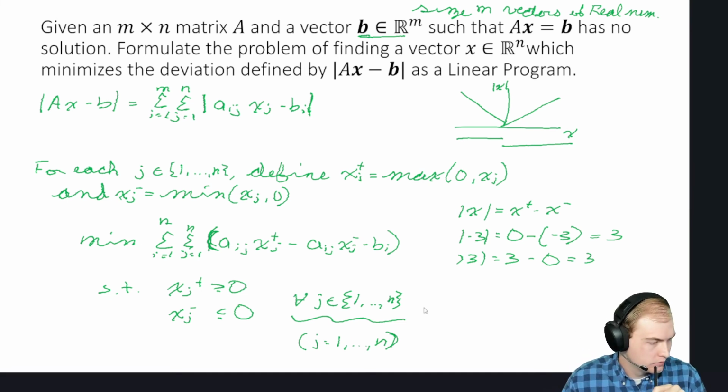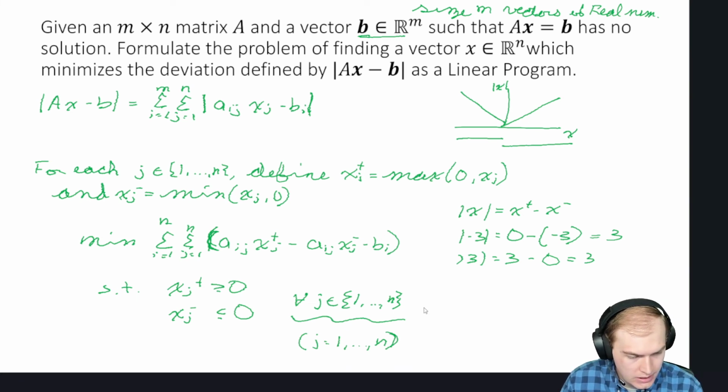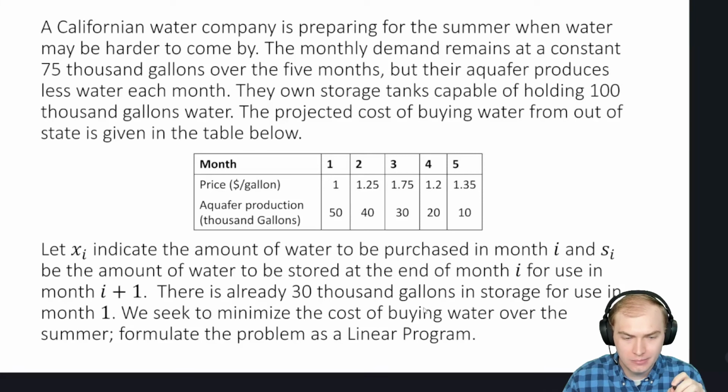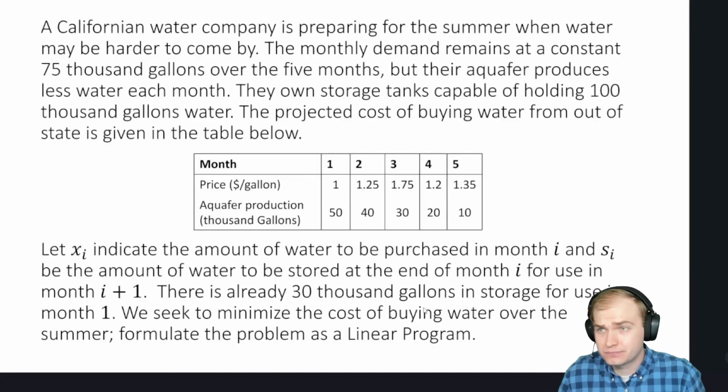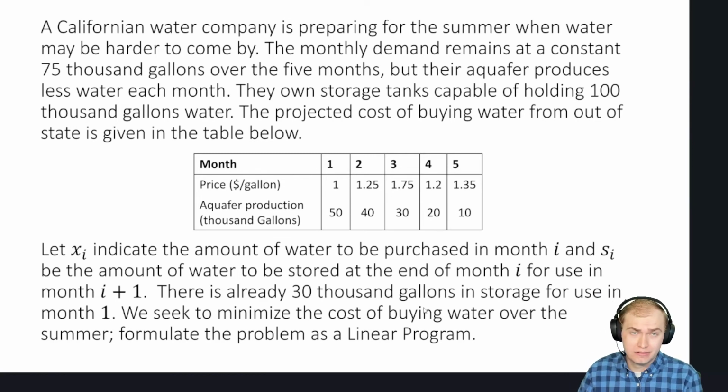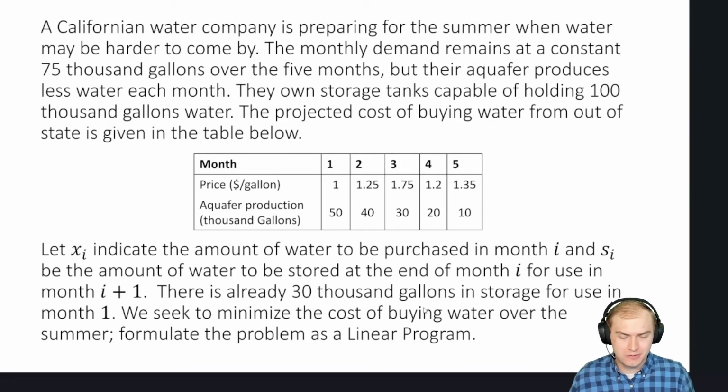Now, we're running a little bit short on time. Well, we've got 15 minutes left. Maybe not. But I had this planned as a group exercise, but we've already done one today, and I want to get to talking about how it actually works. So, we have a water company. It's preparing for the summer when water kind of dries up. Their aquifer stops producing quite as much. So they have to buy water from out of state.